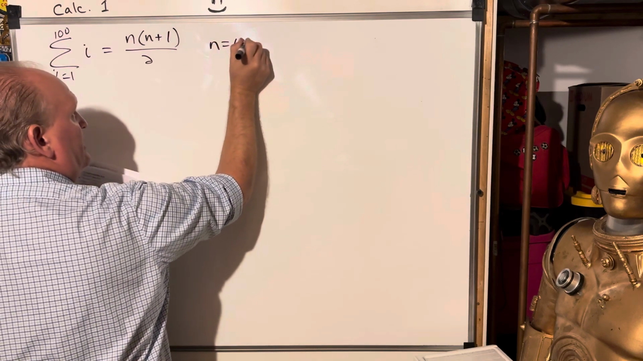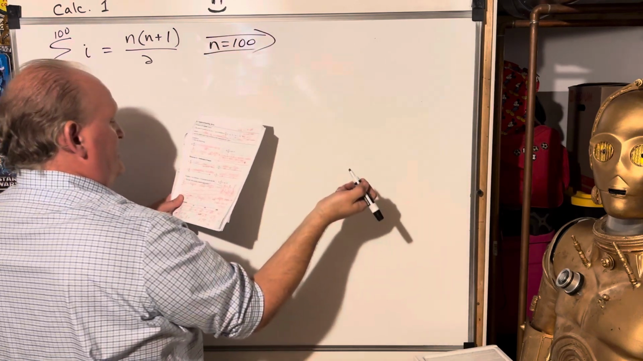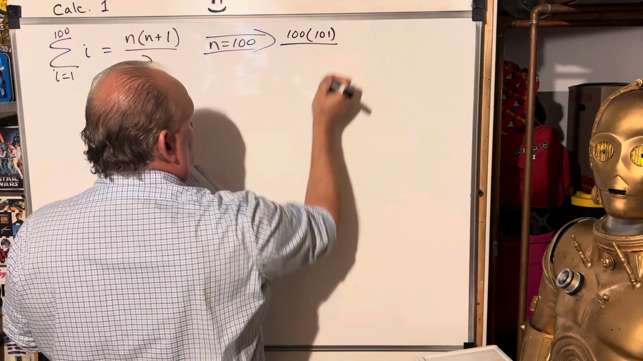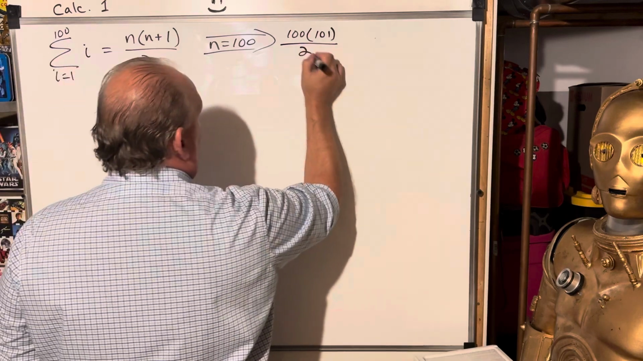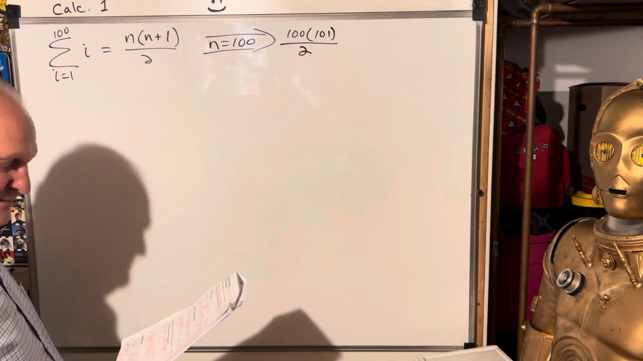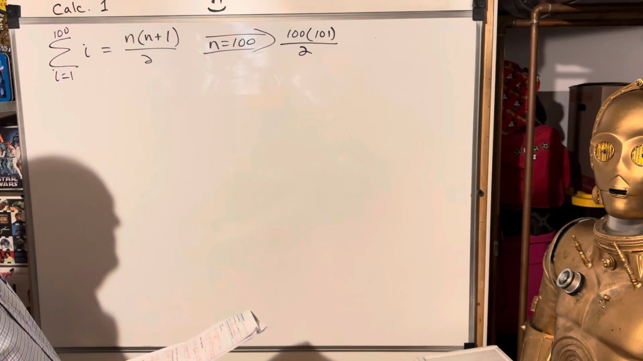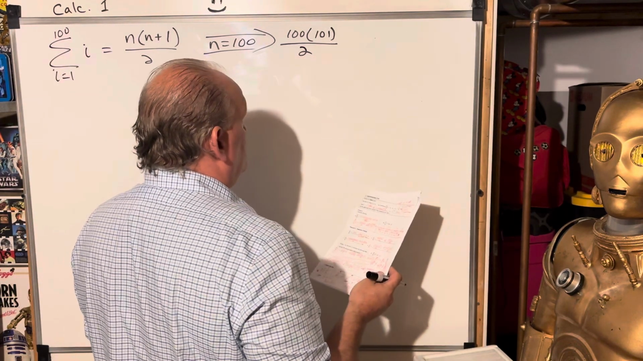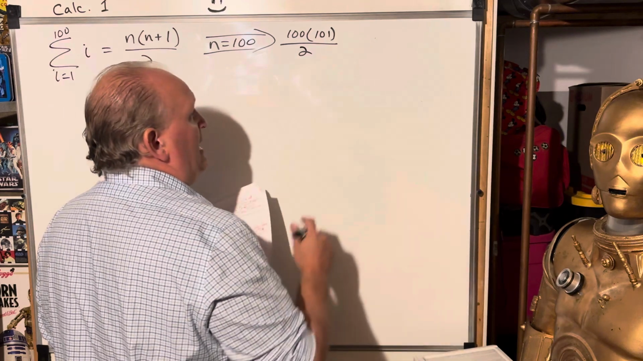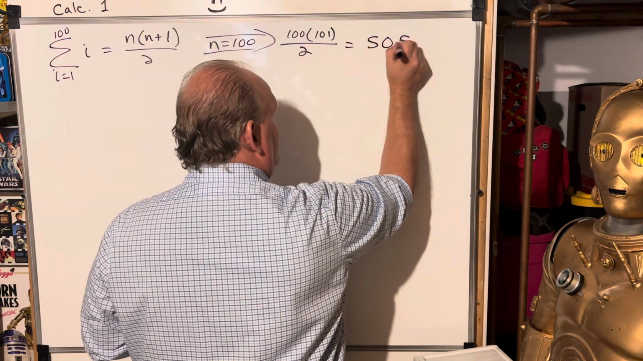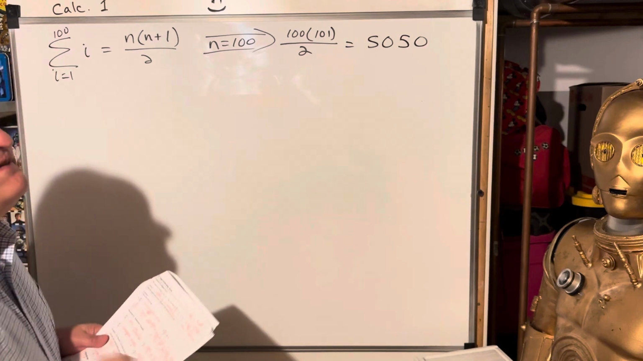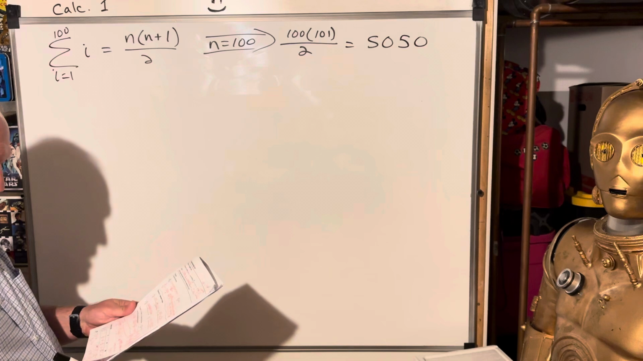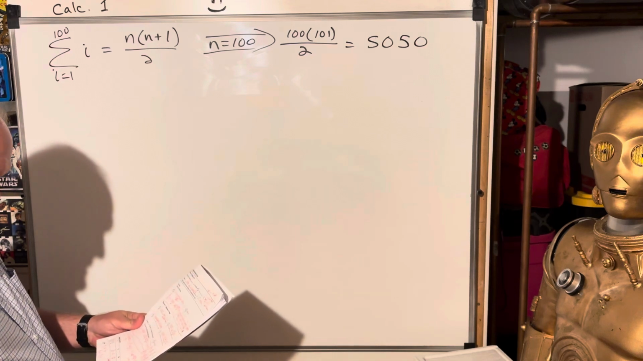So n is 100, so what does that look like? That's 100 times 101, all divided by 2, so 50 times 101. So 50 times 100 is 5,000, and then 50 times 1 is 50, and then add 5,000 to 50, and you get 5,050. No "and": 5,050, don't say "and." "And" signifies a decimal point. All right, so what are we doing next?